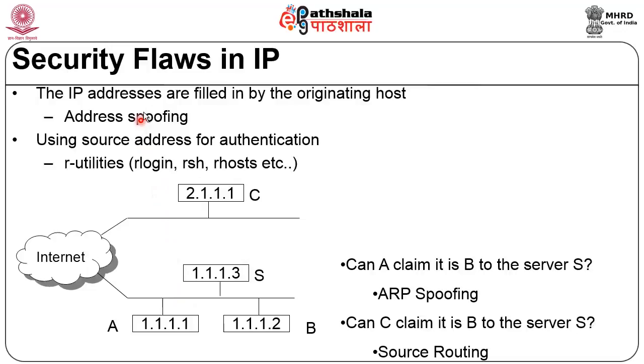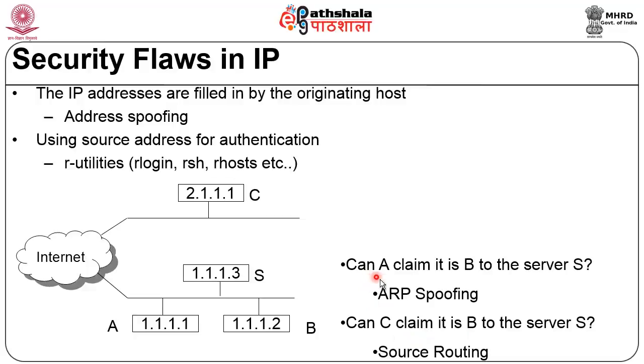So what kind of flaw is there in your network layer, in the IP protocol, the Internet Protocol, which is layer 3 of the OSI model, the network layer? The IP addresses are filled in by the originating host, but there is a chance of spoofing an IP address. What this means is, if you assume that there is a server and a client, the scenario can be either ARP spoofing or source routing.